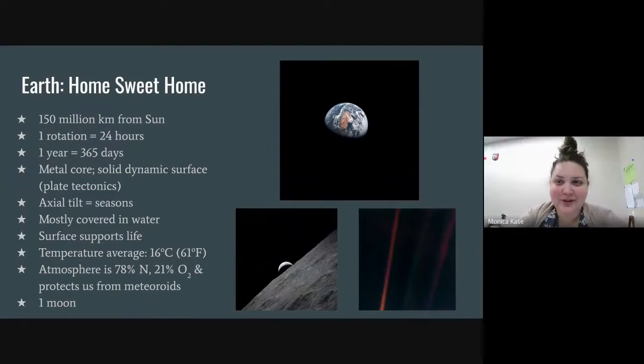All right, our home sweet home here, Earth. It is the Goldilocks of our planet here, so we think we're just far enough away from the sun. We do have a metal core. Our surface is dynamic, right? We know about our plate tectonics happening there. We only have one moon. Because of our axial tilt, we have seasons, which we've talked about, and it's mostly covered in water.